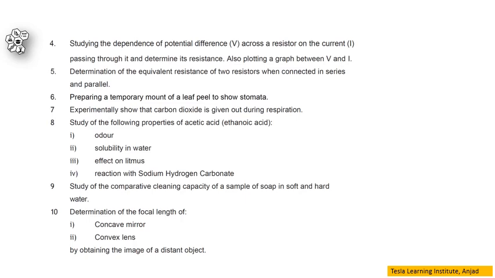So here, what I will be covering is this one. This is your study of dependence of potential difference across a resistor on the current, and how to find the resistance by plotting a graph between V and I. We're going to discuss this along with the theory part. That is, whenever we study the electricity chapter, we will also look into this practical. Then the determination of the equivalent resistance of two resistors when connected in series, again with electricity. We will understand this practical also. So the good thing for you is it will be very easy to handle practicals also.